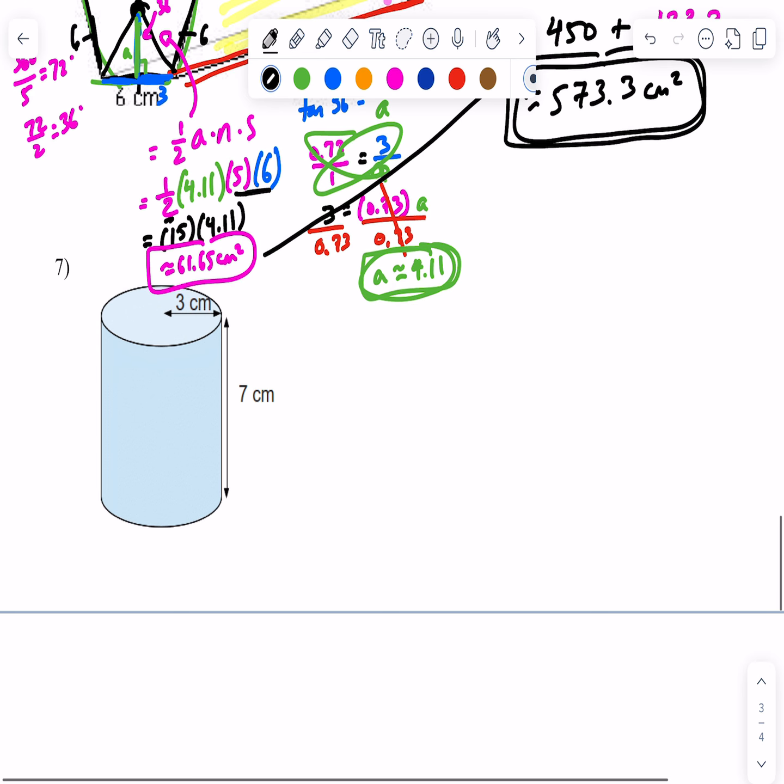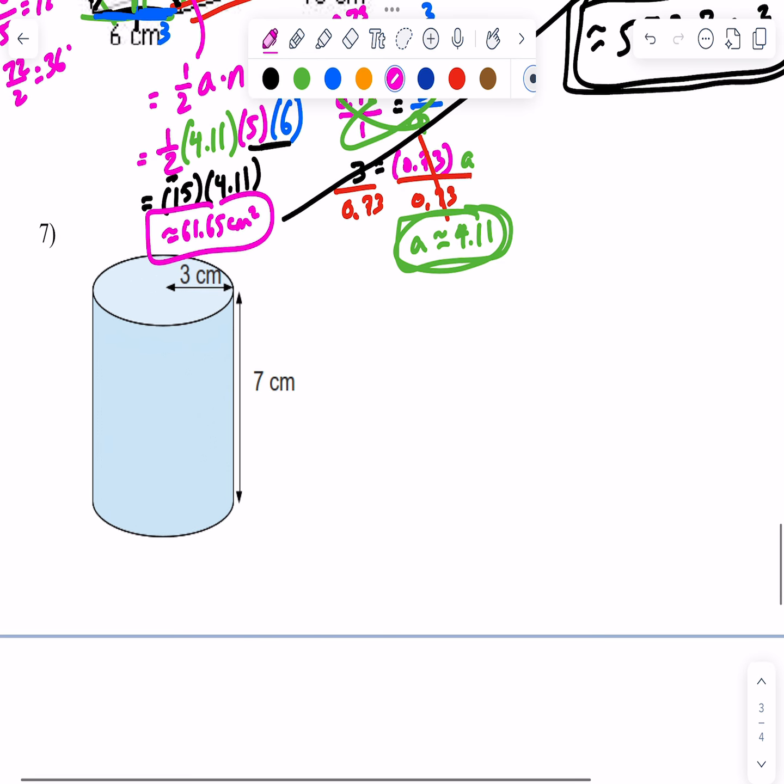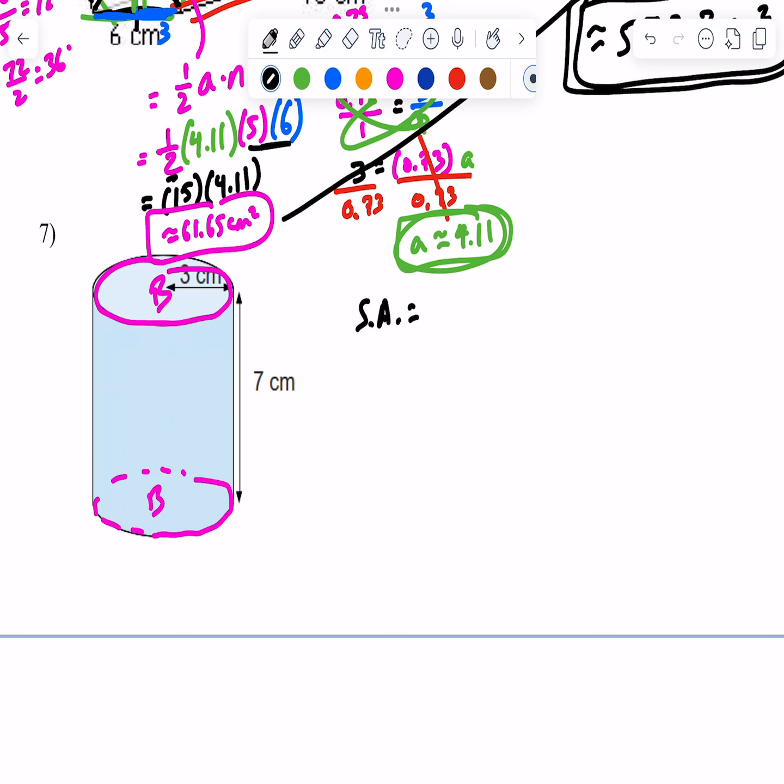Lastly, we could call this a circular prism if we wanted to. It's just a cylinder. I've got a base on the front, a circle on the top, and a circle on the bottom, but it's the same formula. Surface area equals lateral area plus the two bases, but these are just circles. The lateral area is just the perimeter times the height.